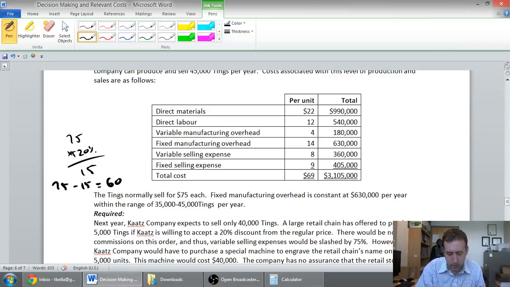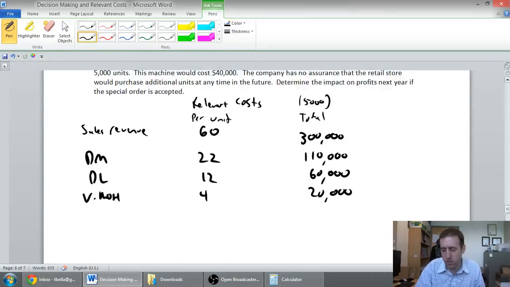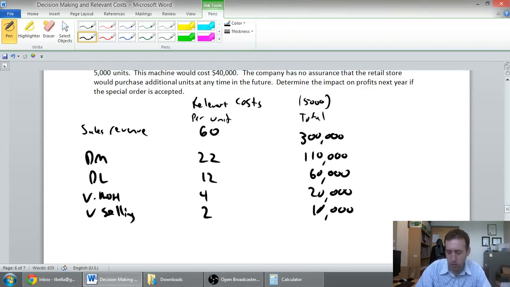Variable selling expense, well, it was normally $8, but they said it's 75%, right? Variable selling expenses would be slashed by 75%. So if it was $8, they're only going to be $2 because there's no commissions on these deals. So variable selling is $2, and 2 times 5 is $10,000.